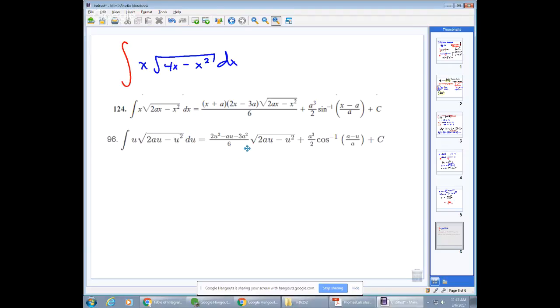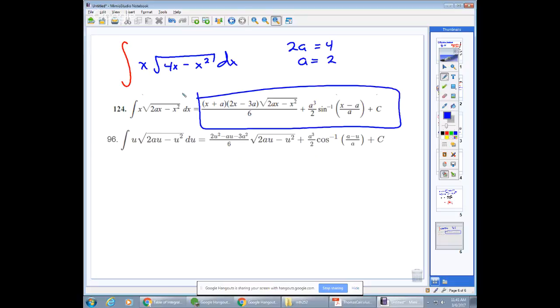So then we just try to equate constants in u versus x. For this particular problem, our 2a here is equal to 4. So for us, a is equal to 2. And then otherwise, we just have a great matchup there. It's just a matter of plugging in and we have an answer.